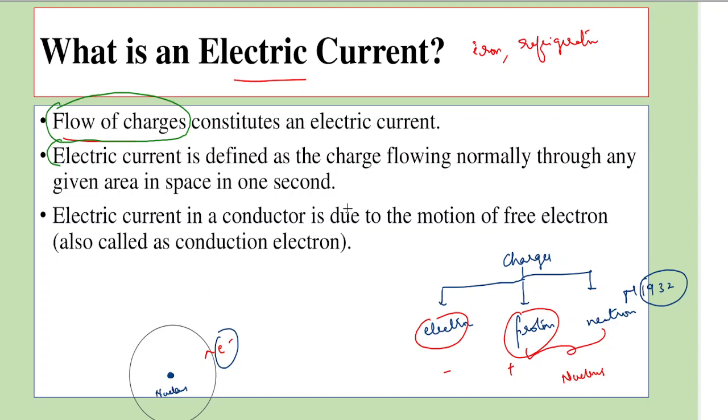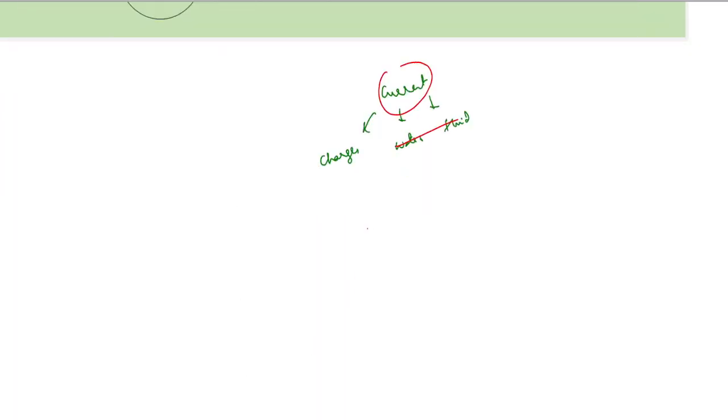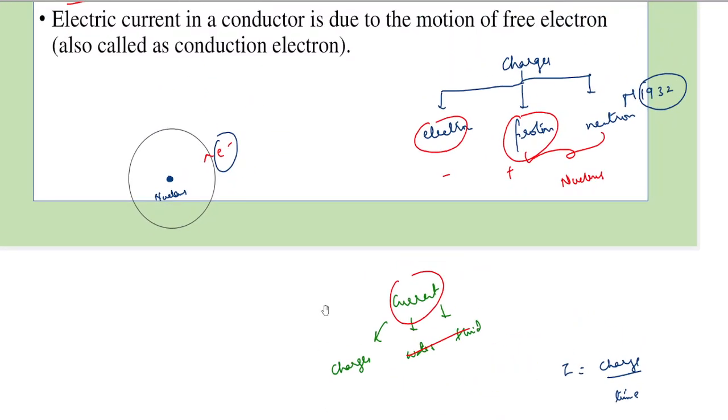Electric current is defined as the charge flowing normally through any given area in space in 1 second. Now this is given very long here, but ideally what it means is that if we have a conductor, the conductor is highly enlarged here. Think of a small, very thin wire, enlarged here. So if some charge Q flows in this wire, then current is given by the charge flowing by the time taken, or it is defined as the rate of flow of charge. So mathematically, current is given by charge by time, or rate of flow of charge.